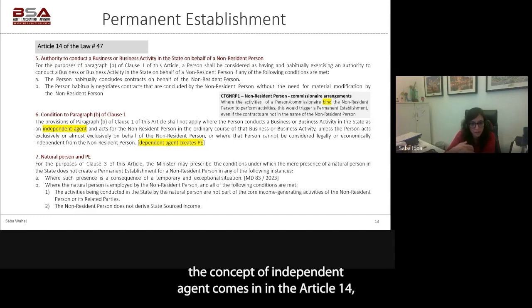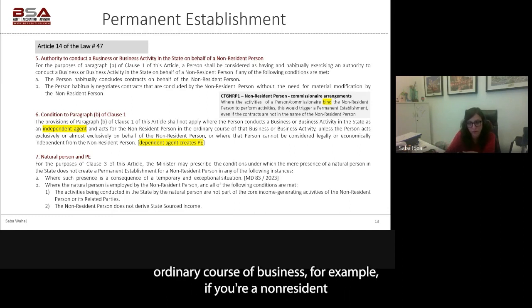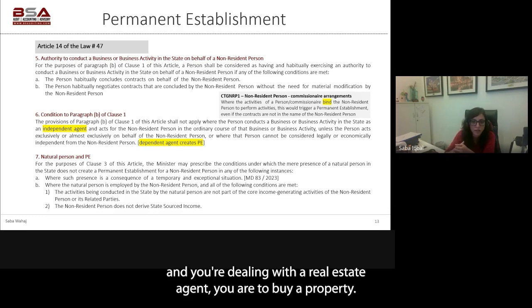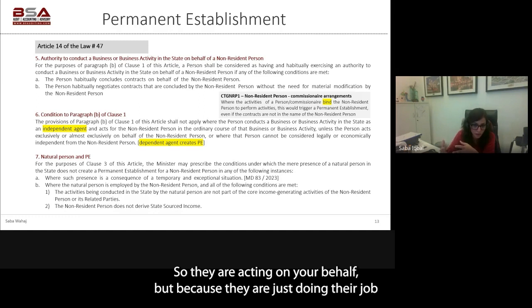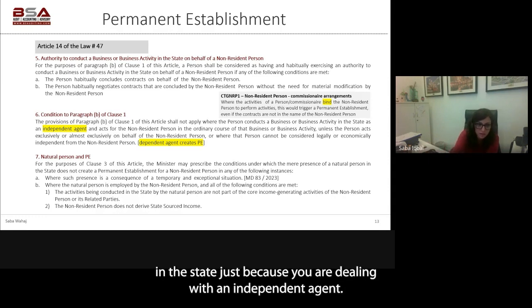And then the concept of independent agent comes in Article 14, and it says that if you're dealing with an independent agent in the UAE and they are just doing their ordinary course of business, for example, if you're a non-resident and you're dealing with a real estate agent to buy a property, so they are acting on your behalf, but because they are just doing their job in an ordinary course of business, that won't create a non-resident's PE in the state just because you are dealing with an independent agent.